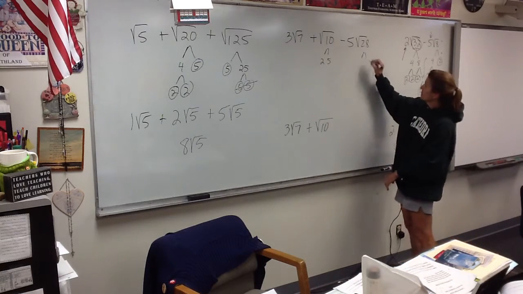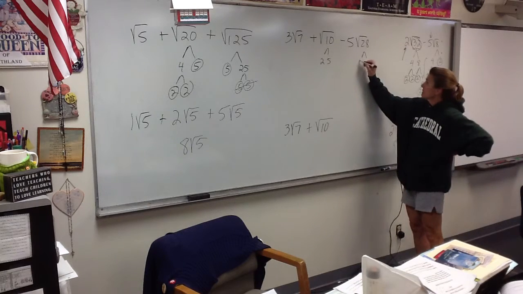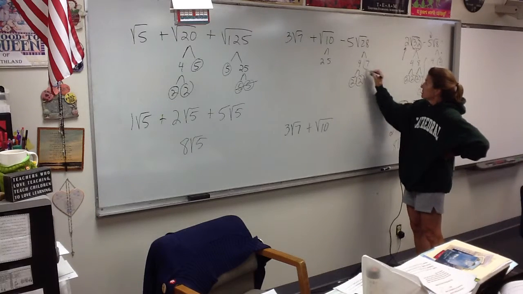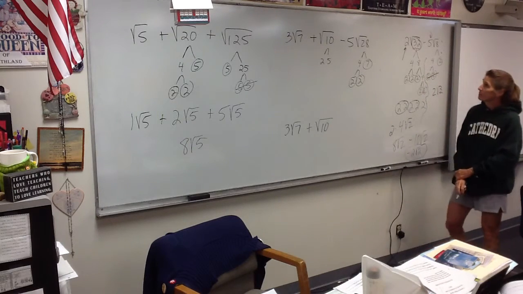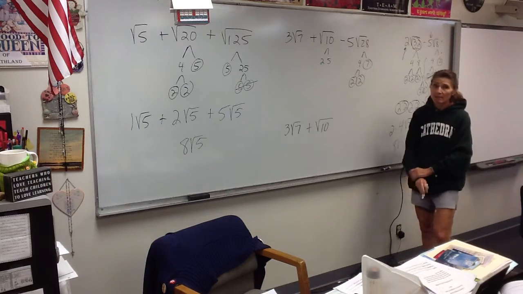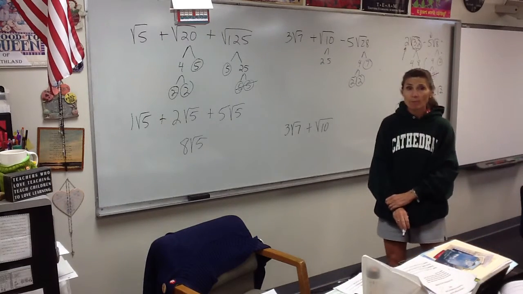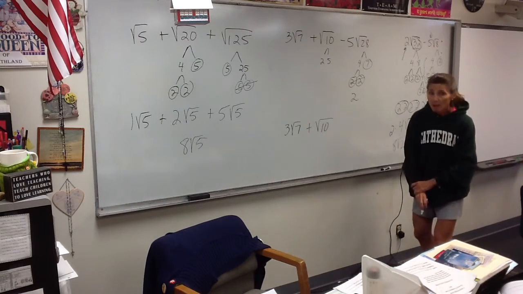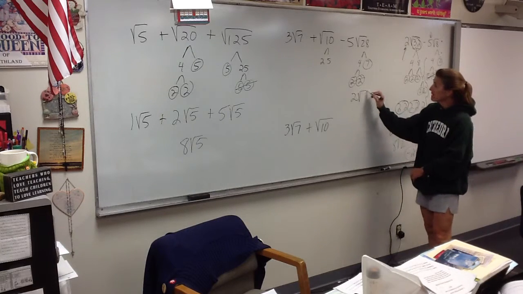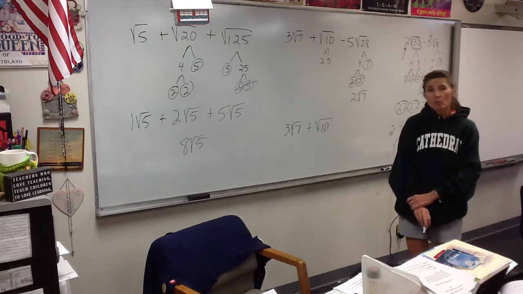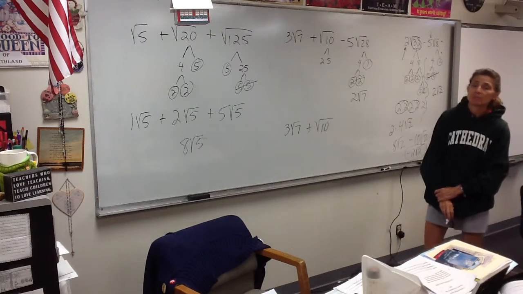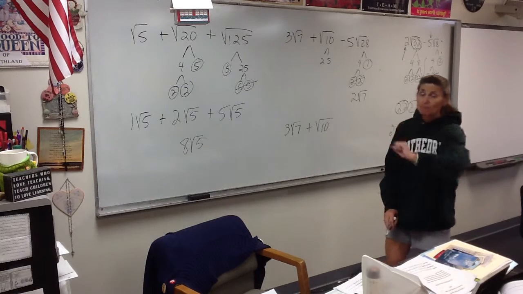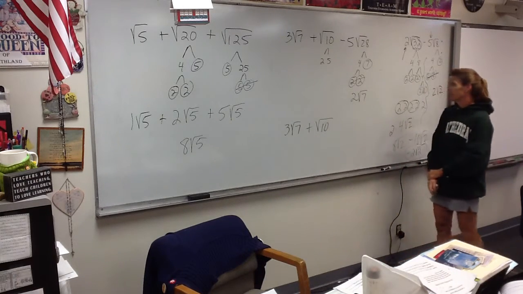How about 28? Well, 28 is 4 times 7, or 2 times 2 times 7. So the prime factors of 28 are 2, 2, and 7. Remember, in a square root problem, you're looking for groups of 2. So there are 2 2's. So out comes the 2. There's only 1 7, so in stays the 7. Anything that's a group of 2 comes out, anything that's alone stays in.